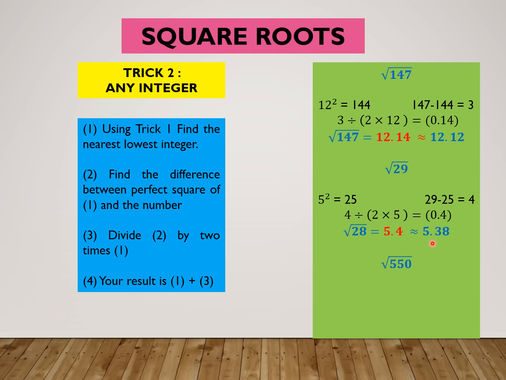Let us compute one more example. The square root of 550. Which number is closest to 550? As we can say, 23 square is equal to 529. So our perfect square is 529 and our number is 23.